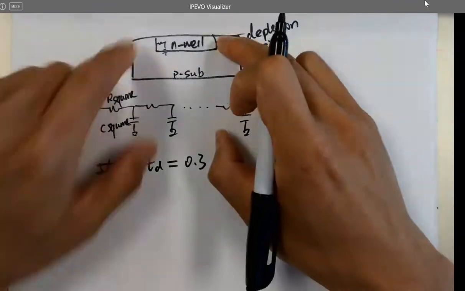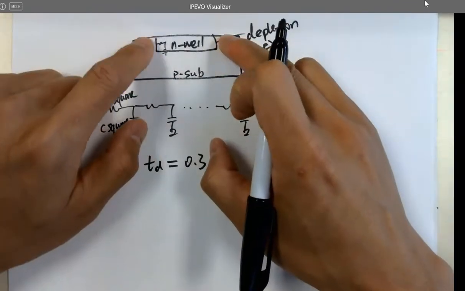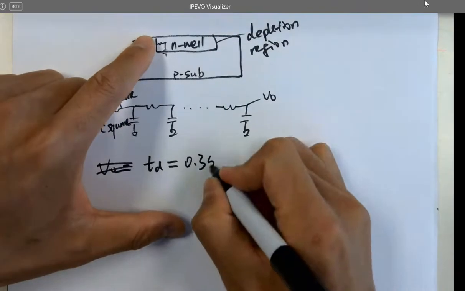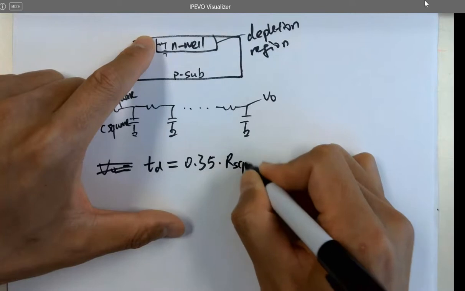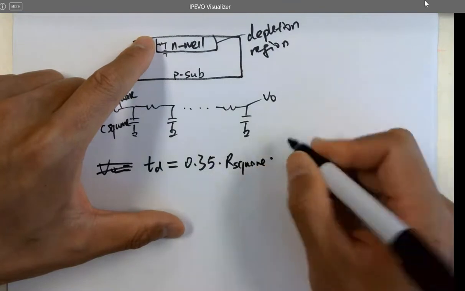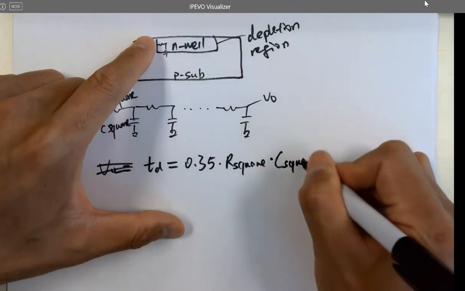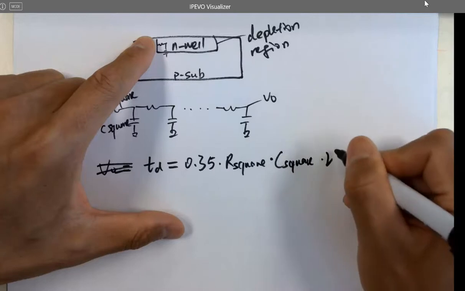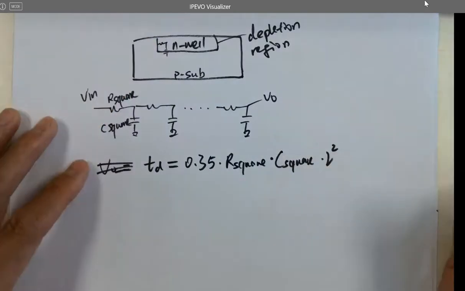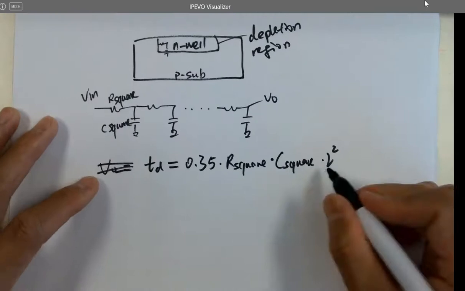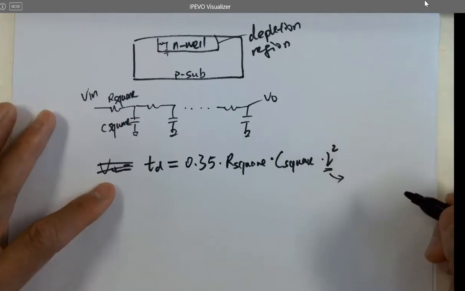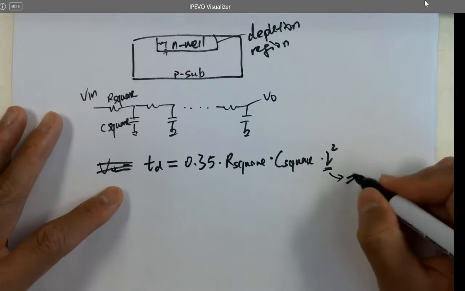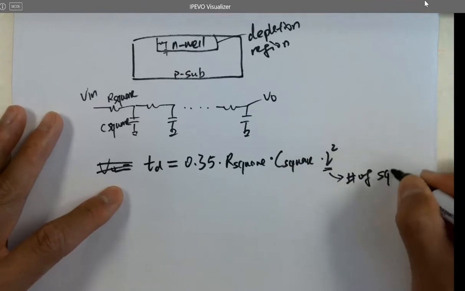0.7. So whenever the length is a lot larger than the width, this equals 0.75 times R square times C square times L squared. So what is L? The length, which is what? The number of squares.